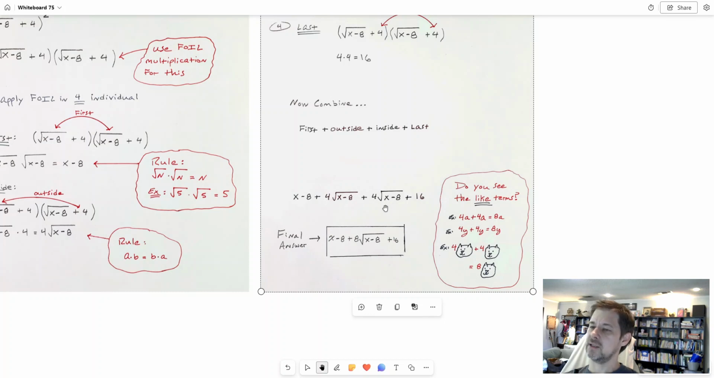Those are like terms. They're the same kind of thing. It's kind of like this. I want to give you an analogy about how these are like terms because it might not be obvious to everybody. If I have 4a plus 4a, I get 8a. These are like terms because they both involve the unknown thing a. If I have 4y plus 4y, I get 8y, again because this unknown thing matches.